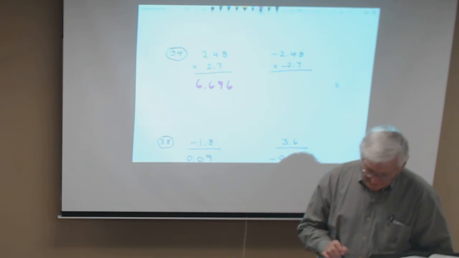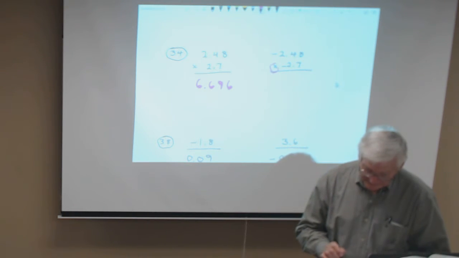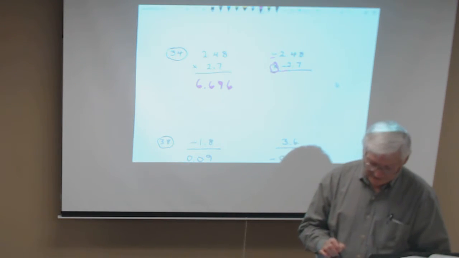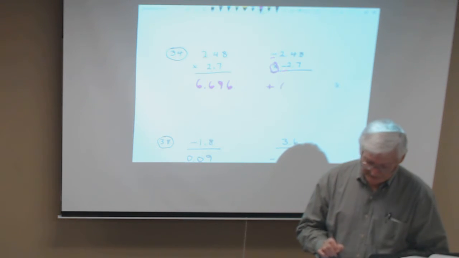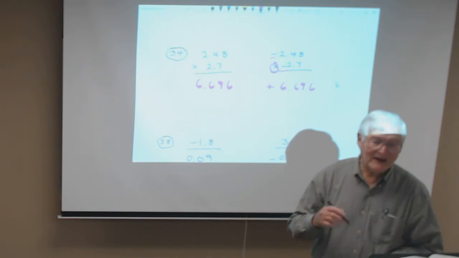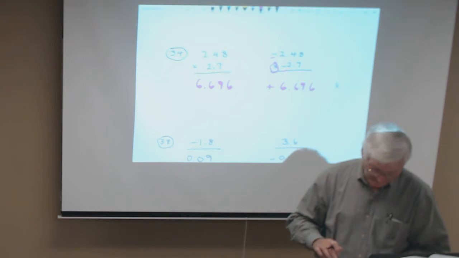And then, now we're doing multiplication again, but this time it's a negative times a negative. So what's the answer going to be? Positive. And since it's the same numbers, it's going to be 6.696. Because a negative times a negative is positive.